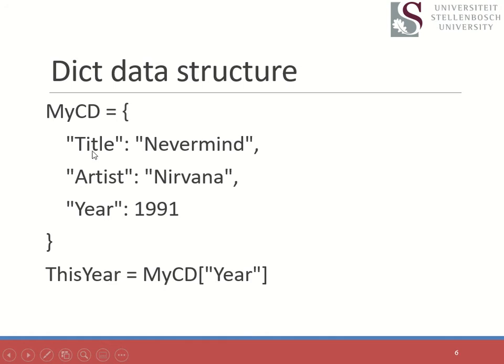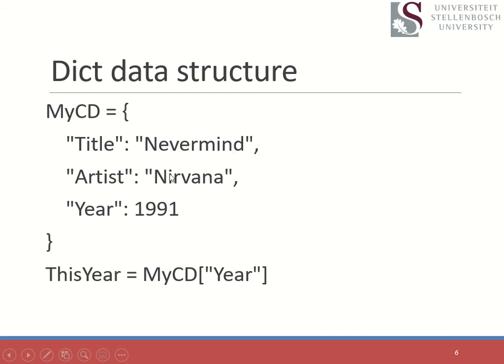I might have multiple objects of this structure. The title is a field that I want to capture for my CD. The artist is a field that I want to capture for my CD. And the year is a field. I want to point out that there are a few differences in how these lines are coded, though.